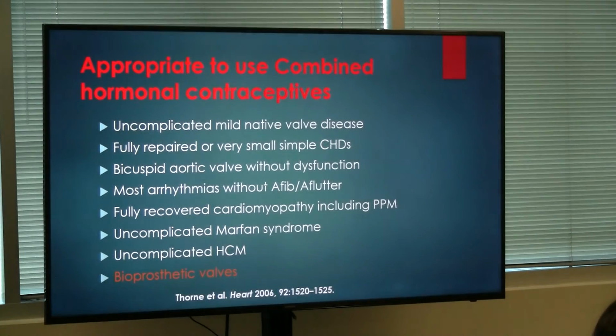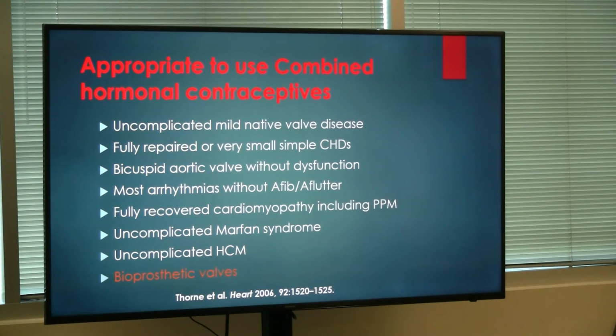Okay. So, when is it appropriate to use combined hormonal contraceptives, which means estrogen-containing patches, estrogen-containing pills? That list is actually very small. So, uncomplicated, mild native valve disease. Fully repaired or very small, simple congenital heart disease, small VSD, or a repaired VSD where there is no shunt left. Bicuspid aortic valve without any dysfunction.